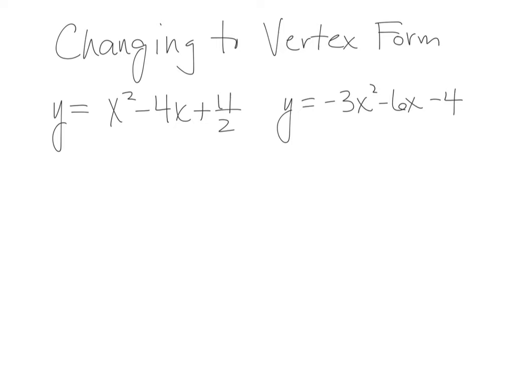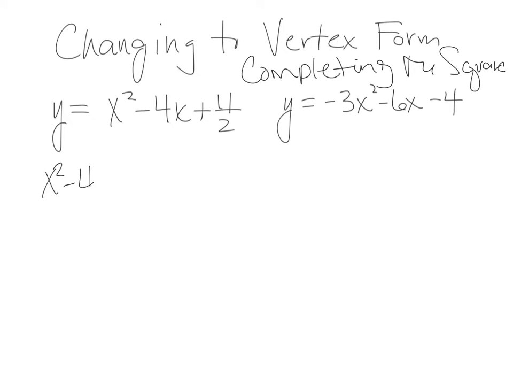Now, changing to vertex form, this is going to involve the old thing called completing the square. All right? So we're going to have to complete the square here. So how do we complete the square? Well, we get the x squared minus 4x, and I want to put a number in here that will make this a perfect trinomial square.